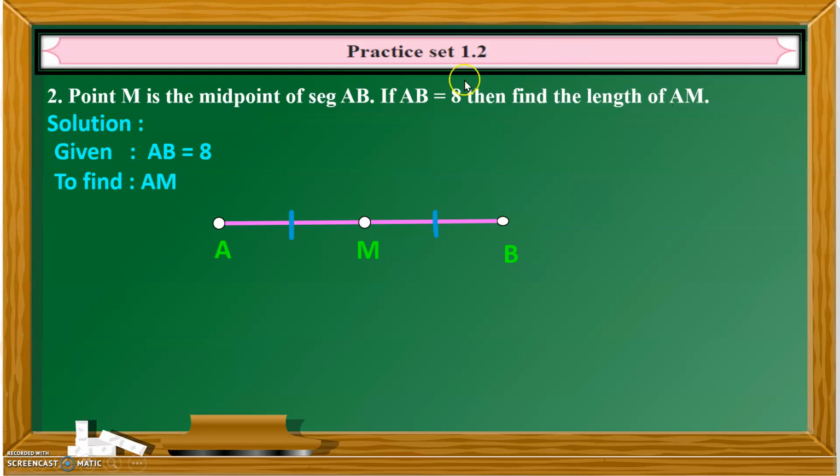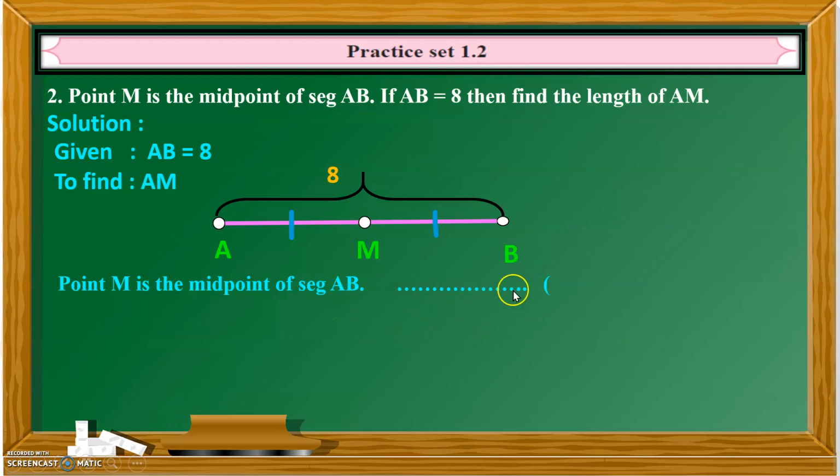And what else is given? That AB is equal to 8. So we will have AB equal to 8 here. Okay. So let's start writing. That is, point M is the midpoint of segment AB. This step is given. Next step we will be writing, therefore AM is equal to half of AB.